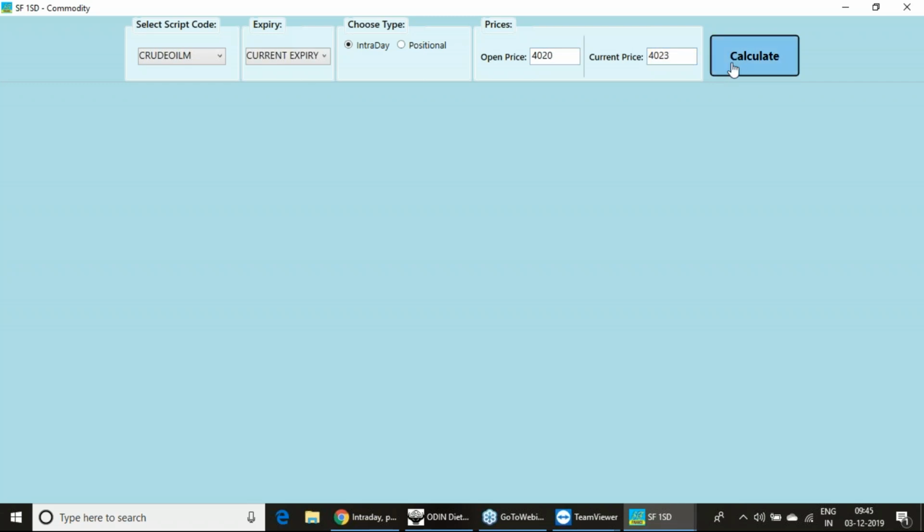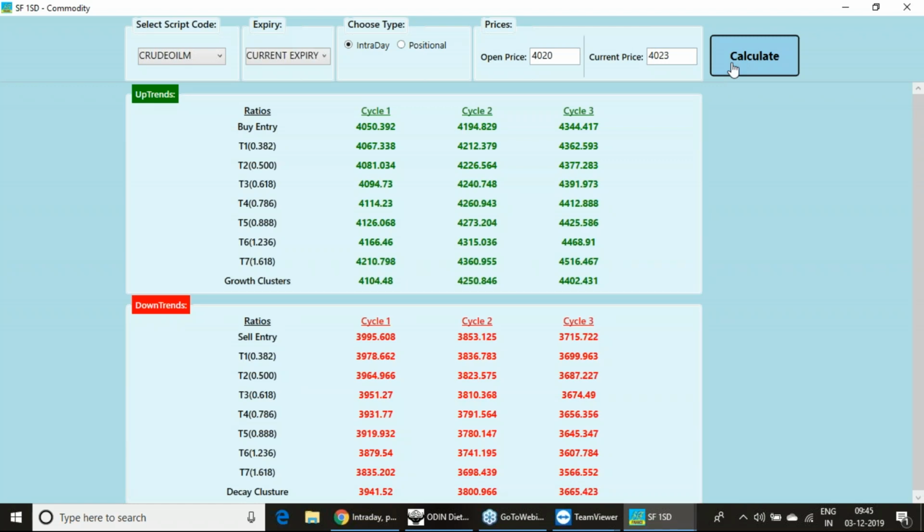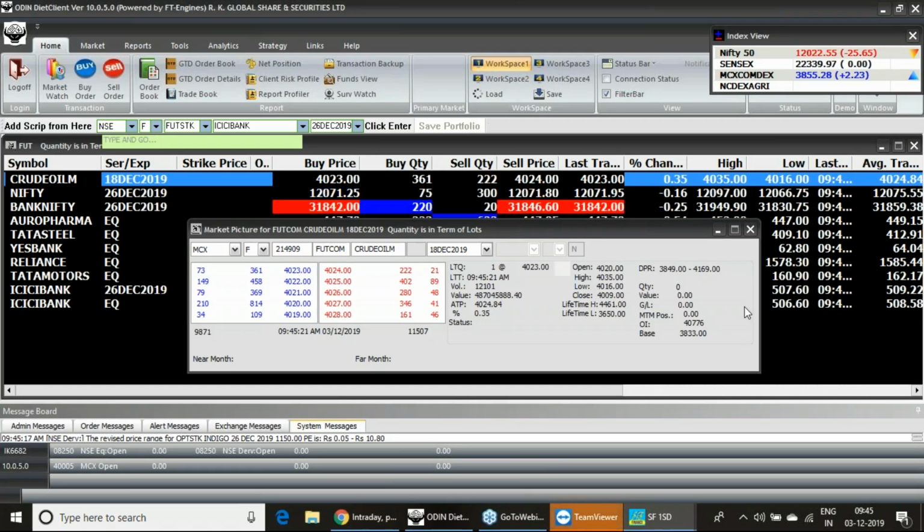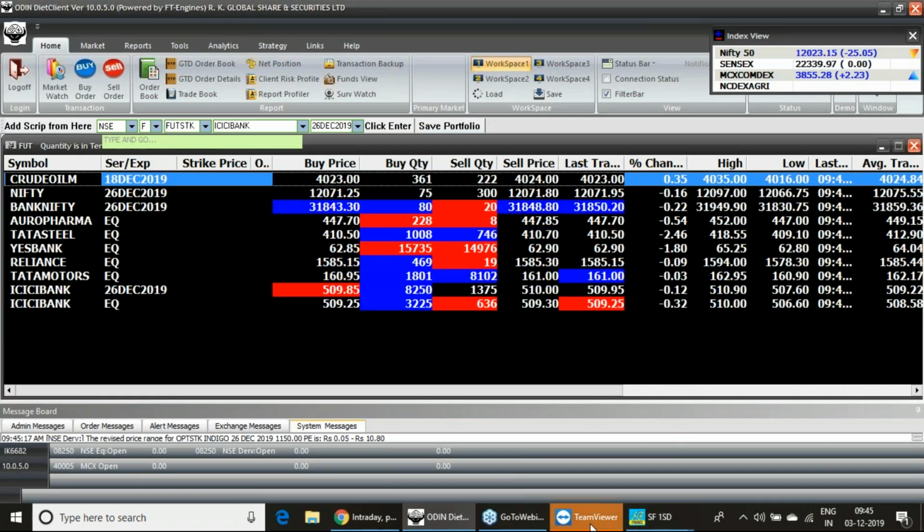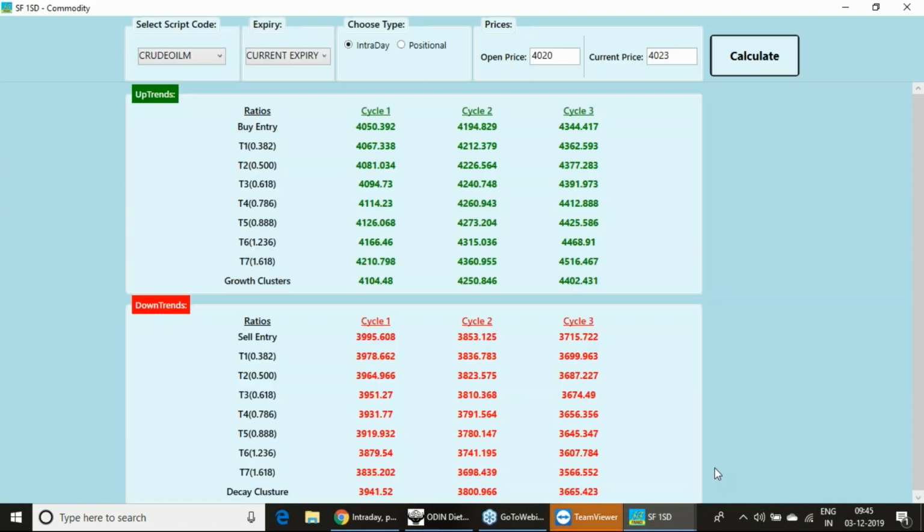So I can calculate the value of the crude oil mini contract for the day. Once it comes to 3,995, I can think of selling, or once it goes to 4,050, I can think of buying. Now options have also been enabled here.